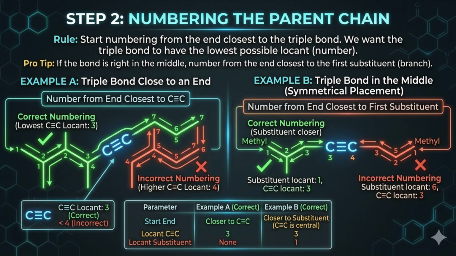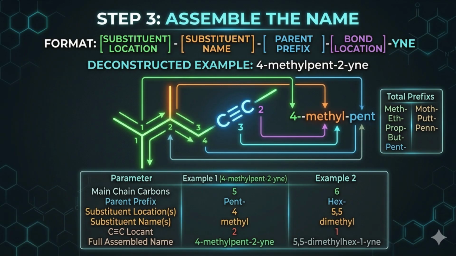Once you've got your numbers locked in, you're ready to name it. Now that we've identified our chain and numbered it correctly, it's time for the final act. Step 3. Assemble the name. The template we follow is substituent location, hyphen, substituent name, then your parent prefix, followed by another hyphen, the bond location, hyphen, and finally, the suffix -ene. Let's look at our example, 4-methylpent-2-ene. Let's take it apart piece by piece so you can see how it was built.